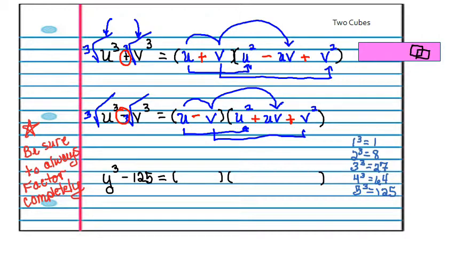So let's take a look at our equation here. Y cubed minus 125. Okay, first off, I'm seeing that it's a little bit different than any of the others that we've done. So I check to see if I have a perfect cube root and a perfect cube root, and I do. And so we're going to cube root the y and cube root the 125. Very good to know your cube roots up to 5.